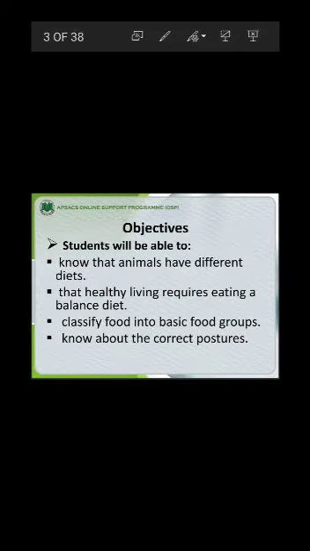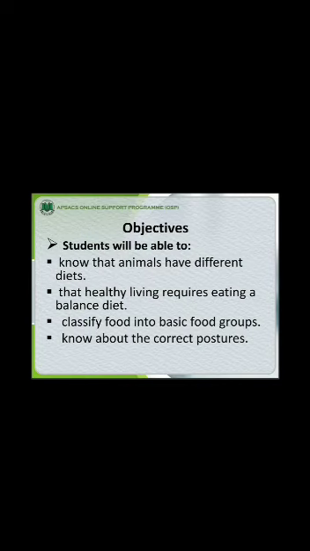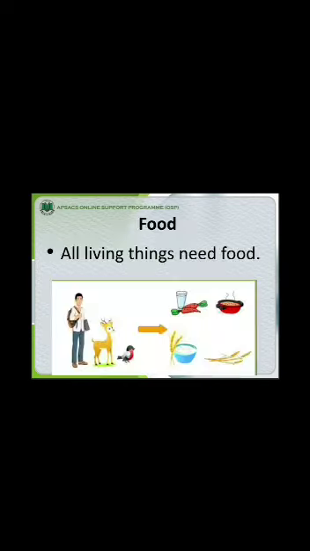Introduction of the lesson: all living things need food to grow and live. Food gives them all the energy they need. A diet refers to the kind of foods that someone chooses to eat. Objectives of the lesson are: the students will be able to know that animals have different diets, that healthy living requires eating a balanced diet, and also they will be able to classify food into basic food groups and know about the correct postures.